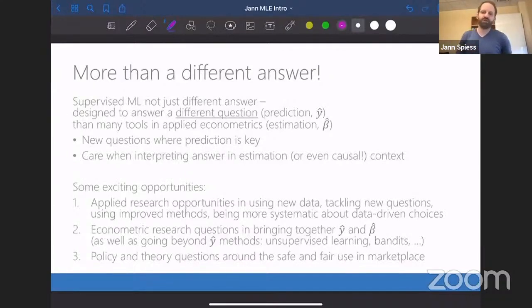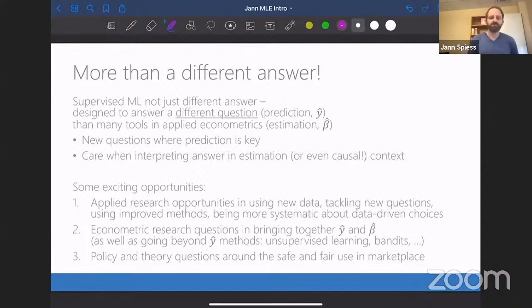And so let me then wrap up with something that I started this small lecture with, which is that when I think of machine learning and its relationship to standard econometrics, I don't just want to think of this as offering a different answer to the same question, but instead as providing an answer to a different question, where machine learning answers a prediction question, while many tools we are very used to in applied econometrics answer an estimation or beta hat question. And therefore, I think there are some exciting opportunities going forward for research that we hope to cover this week.